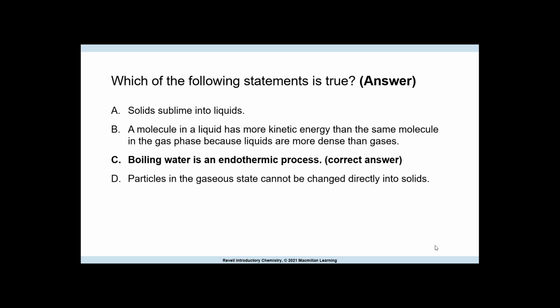Boiling water is an endothermic process because if you think about it, you put a pound of water on a stove. When you heat it, you see the heat, but you don't see the energy. The energy is increasing the kinetic energy in the boiling water. So the water is taking in that energy as heat. So this is an endothermic process.